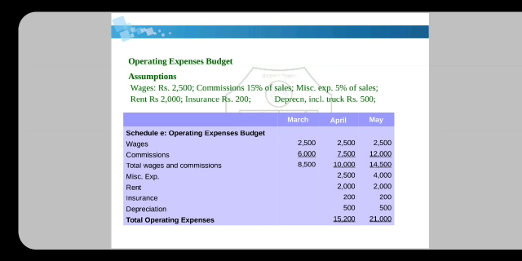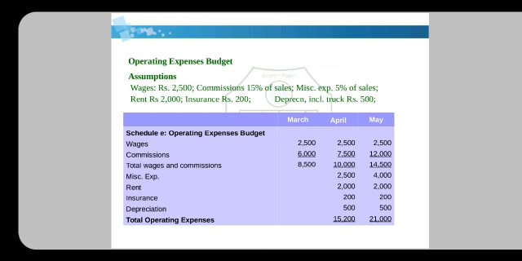Now miscellaneous expenses are 5% of the sale. So for April it is 5% of the 50,000, that is 2,500, and 5% of the sales of May, that is 4,000. Rent is 2,000 for both the months. Insurance is also, sorry, 200 for both the months. And depreciation is 500 including truck.